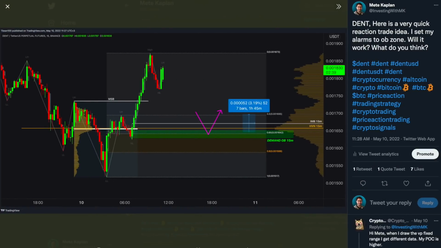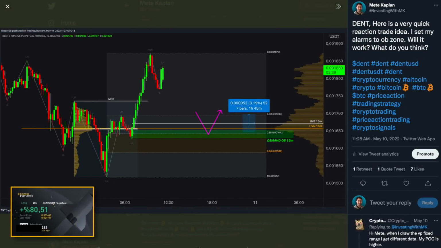Let's talk about the first example. I tweeted about this possible trade on Twitter and it worked very nicely. 80% profit. I keep getting the same question. I do not have any WhatsApp or Telegram or any signal services. I sometimes publish my analysis on Twitter, that's it.